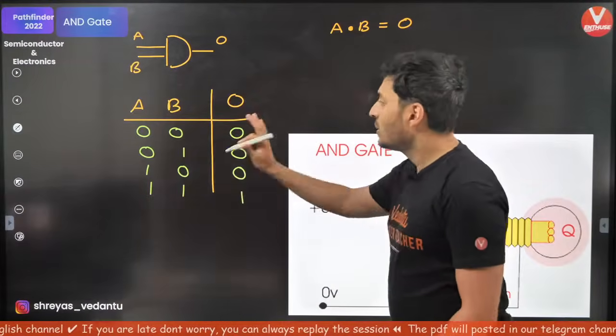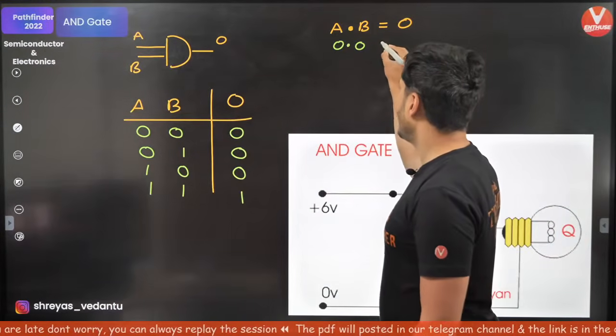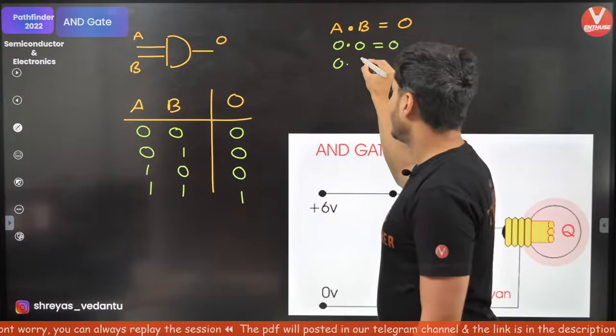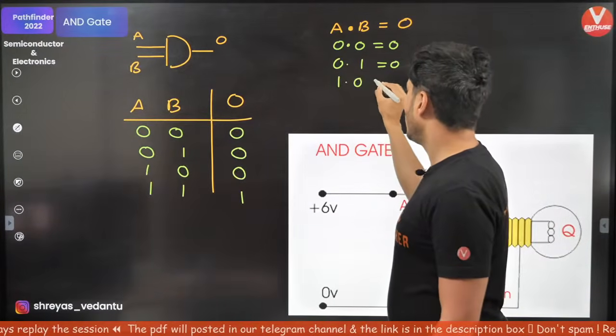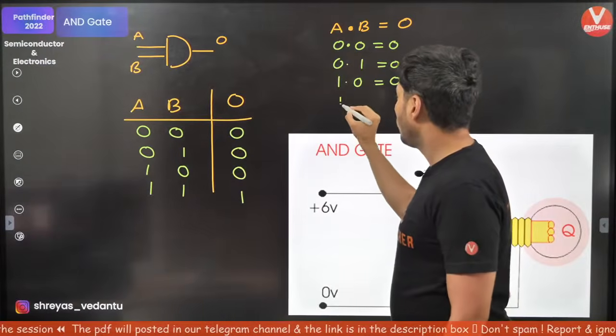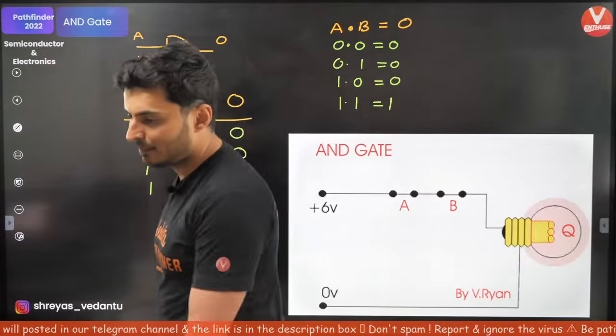So if I put it over here in Boolean form, 0.0 is 0. 0.1 is 0. 1.0 is 0. 1.1 is 1. That's how it looks like.